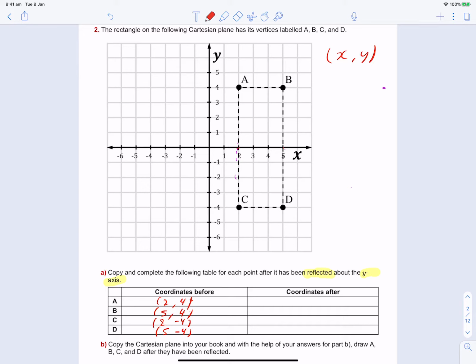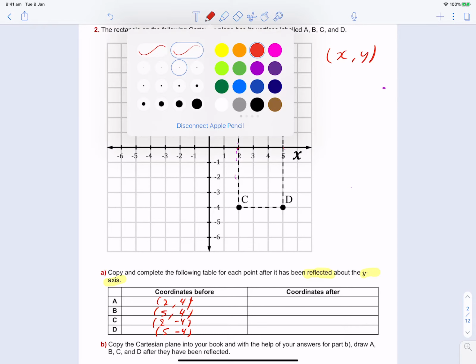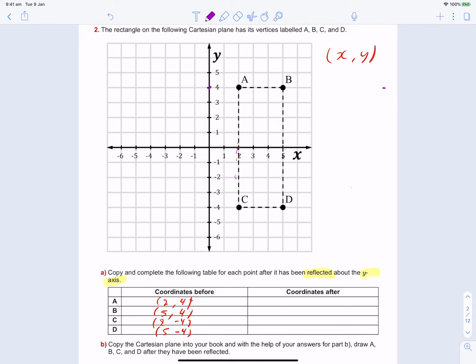So when I reflect around the y, this is how I always like to think about it: each of my points is going to remain the same distance from the line, right? So when I reflect A, it's still going to be two units from the y-axis, but it's going to be on the other side of the y-axis. So it's like we draw a little line of 2 there, and then we come out 2 this way. That's what a reflection is.